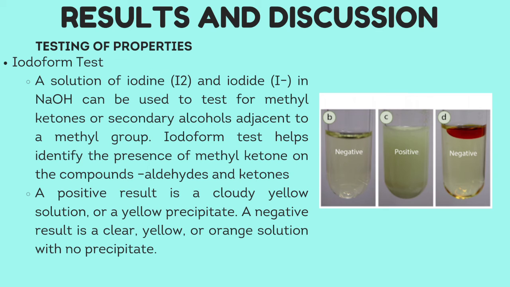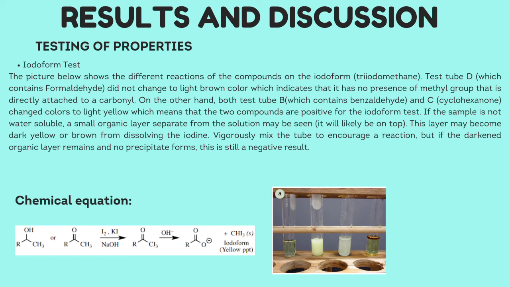So we have here an example, the reaction of the secondary alcohol or the methyl ketone with the iodoform reagent. It will result in the formation of the yellow precipitate iodoform. Moreover, we have here pictures. This picture shows the different reactions of the compounds in the iodoform test.